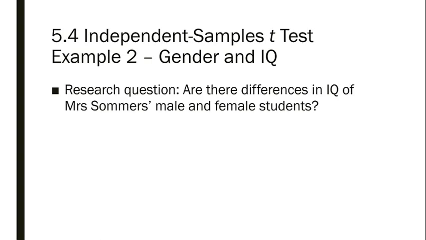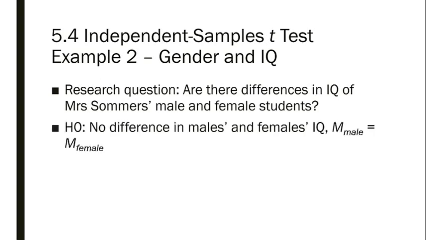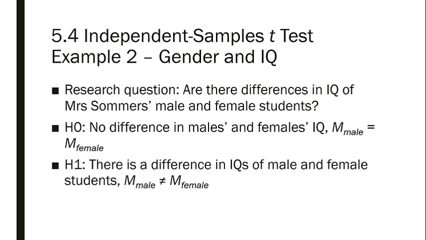So our research question is something like, are there differences in IQ of Mrs. Summers' male and female students? The null hypothesis would be that there's no difference. And the alternative hypothesis is that there is a difference, that the mean IQ for males is not equal to the mean IQ for females. So we've got a two-tailed hypothesis again.